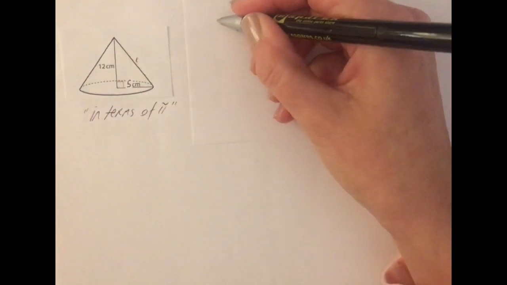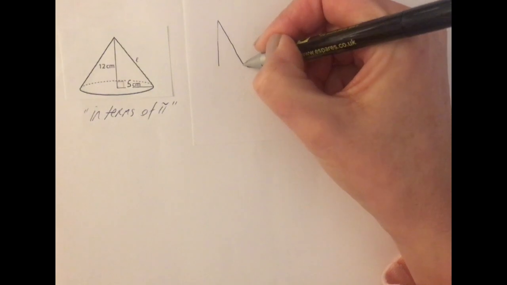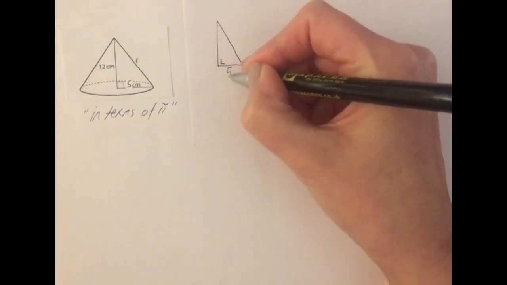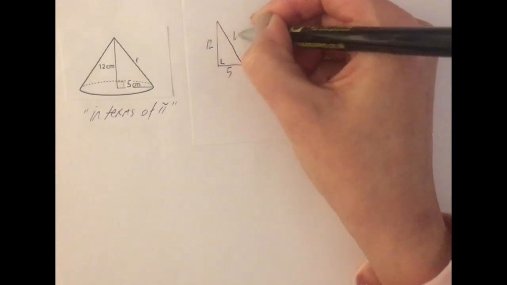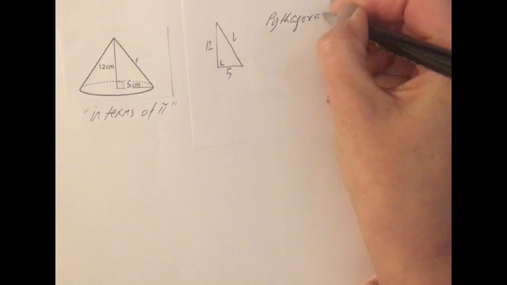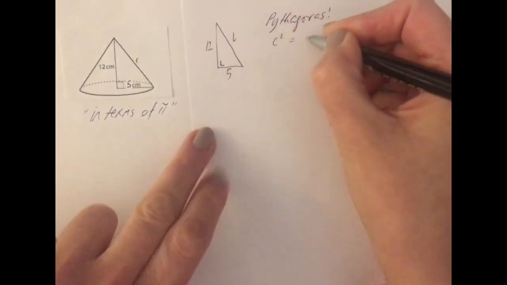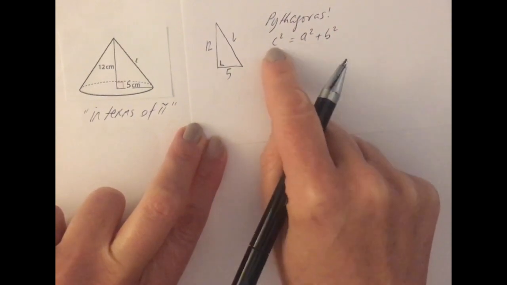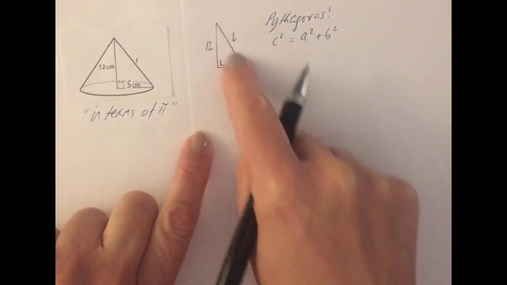And so with a cone, what you're able to pull out as a shape inside is, of course, a right angle triangle, where that is 5 and that is 12. And we're looking for this L, this diagonal length here. And of course, the thing that we can use with a right angle triangle when looking for a side is Pythagoras. Pythagoras is c squared is equal to a squared plus b squared, and c is always the hypotenuse, isn't it? So the hypotenuse in this case is the L.